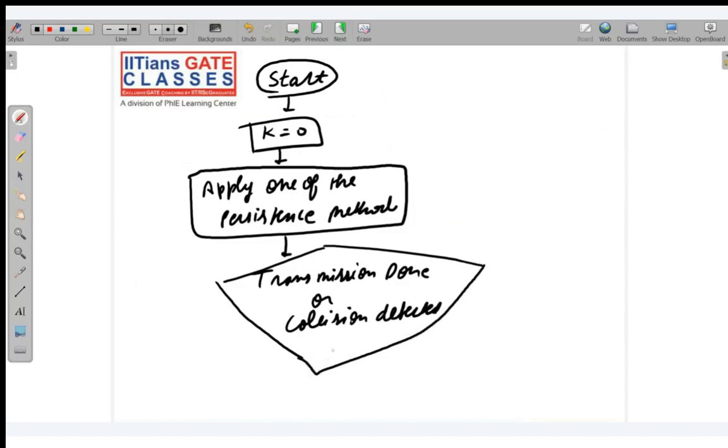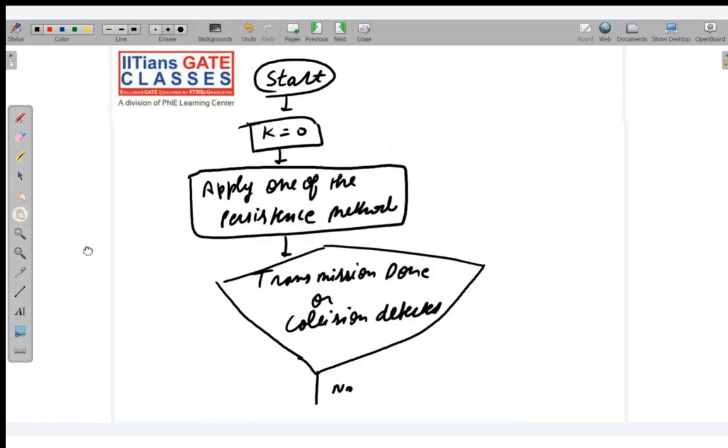Okay, so no means both are false. Transmission is not done and collision is not detected. Then what will you do? You will keep on transmitting the data and receiving data. That means receiving signal means you are detecting the collision. So transmit and receive, transmit and receive. You will keep on doing like this.